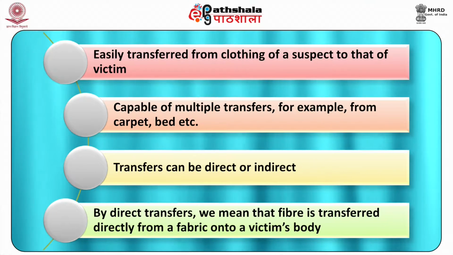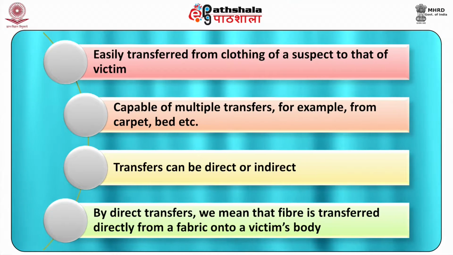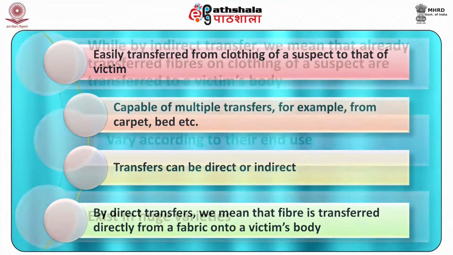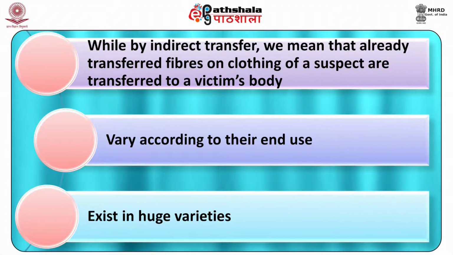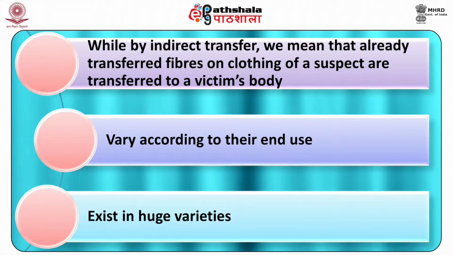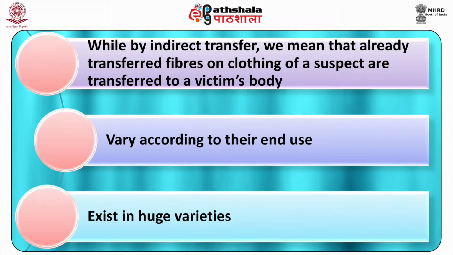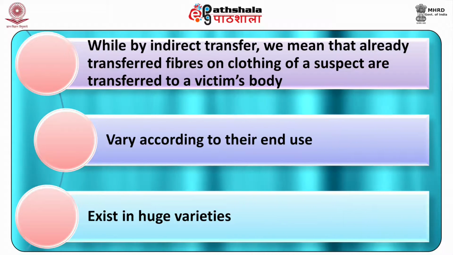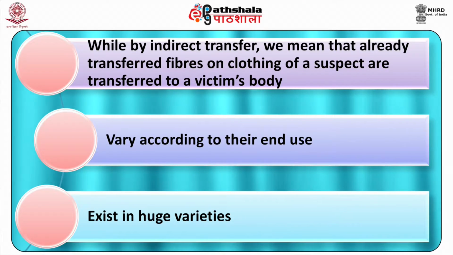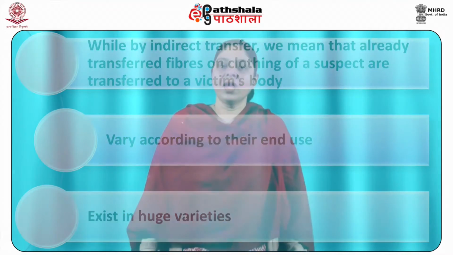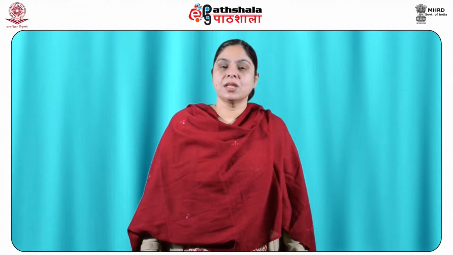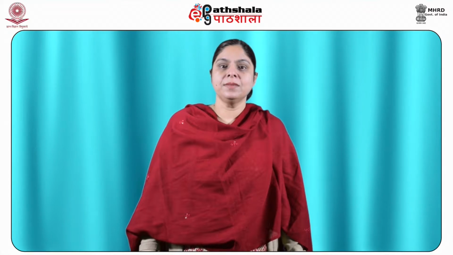By direct transfer, we mean that the fiber is transferred directly from a fabric onto a victim's body. By indirect transfer, we mean that the fibers already transferred onto the clothing of a suspect are further transferred to a victim's body. Fibers vary according to their end use. Further, they exist in huge varieties. A deep understanding of direct and indirect transfers is important while reconstructing the crime.